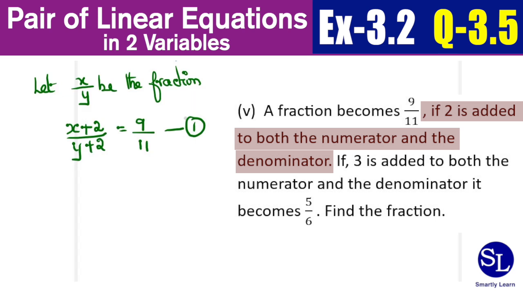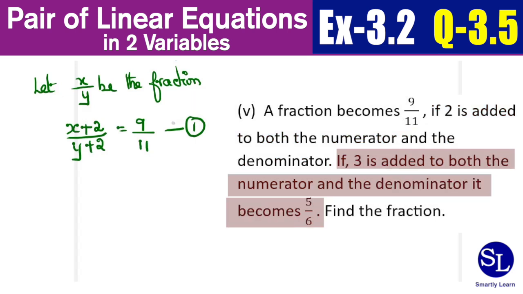The second condition they gave you was if 3 is added to both the numerator and denominator, then the fraction becomes 5 by 6. So I'm adding 3 to the numerator and a 3 to the denominator. Now what happens to the fraction? The fraction becomes 5 by 6. So I'm marking this as equation 2.